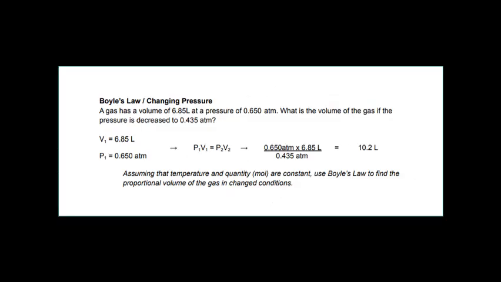Here's an example of an application for Boyle's law with changing pressure. If asked, a gas has a volume of 6.85 liters at a pressure of 0.658 atm, what is the volume of the gas if the pressure is decreased to 0.435 atm? You can assume that the temperature and moles of gas are constant, so you can use Boyle's law, P1V1 equals P2V2, to find the proportional volume of the gas in changed conditions.